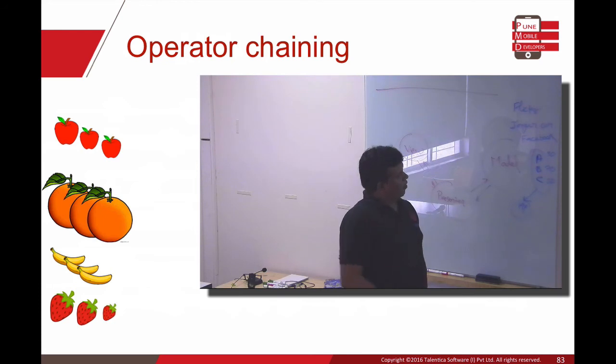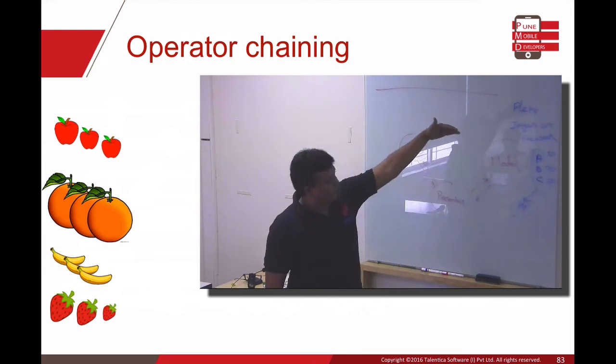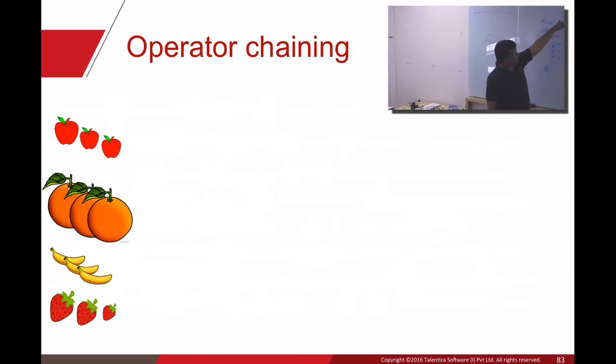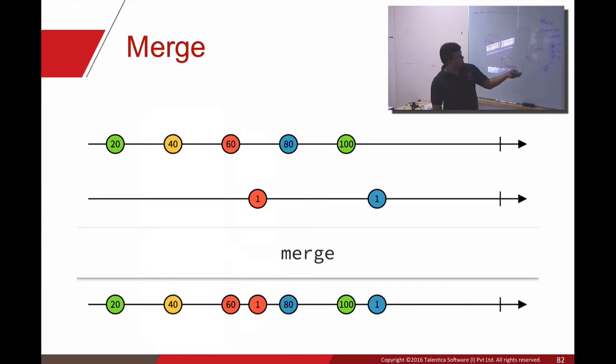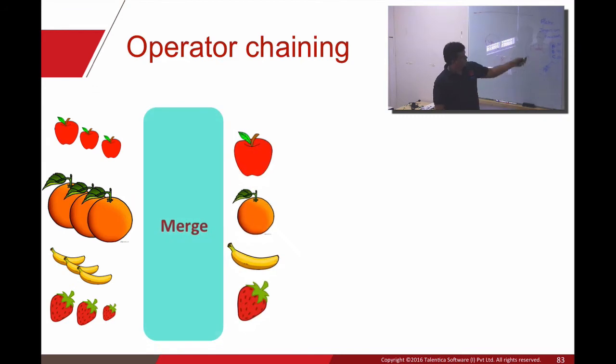So now, think of it as different observables. There is one observable which emits apple, another emits oranges, third emits bananas, and fourth emits strawberries. Now I can call the merge operator. You've seen this merge, right? As soon as any emission happens in any of these, it will emit that item. So now it will merge all this into a single observable, which is emitting all types of fruits: apple, oranges, bananas, and strawberry.